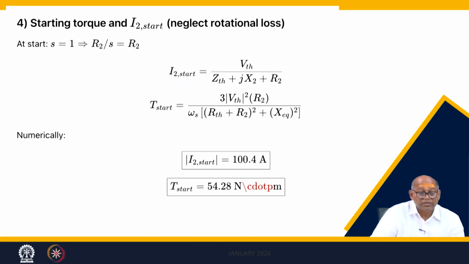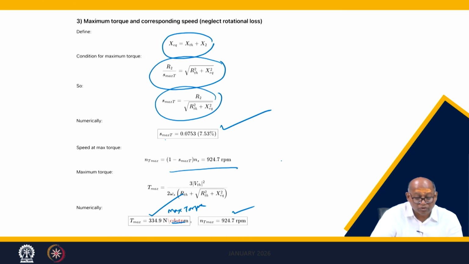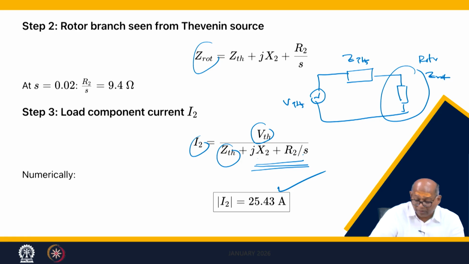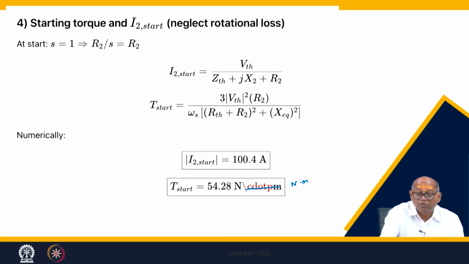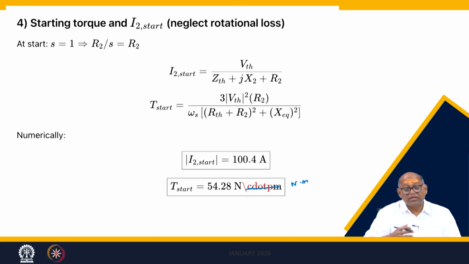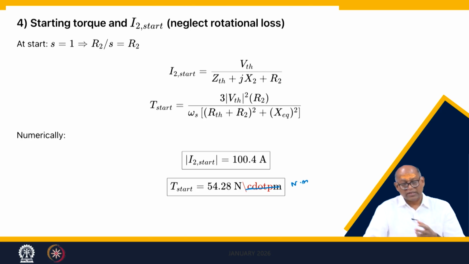Again, the starting torque is at S equal to 1. If you put everything in the Thevenin's, this becomes the starting torque in Newton meter, and this is the starting current. The full load current is 25.43, which you already calculated, and the starting current is about 4 times that. In induction motors, sometimes it is 4 to 6 times. So there will be a lot of current coming in. If the current is too high, you have to use some means so that in starting you draw less current. Those are sometimes called starting mechanisms. We will talk about it later.